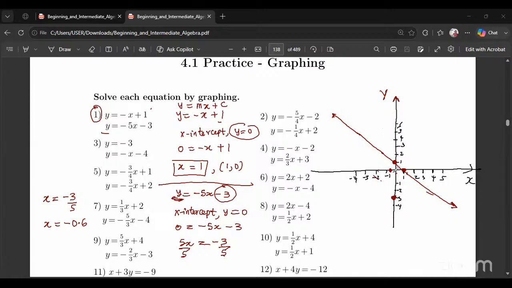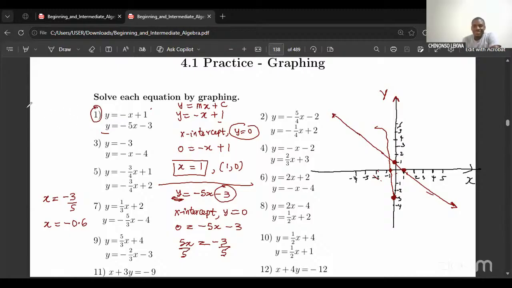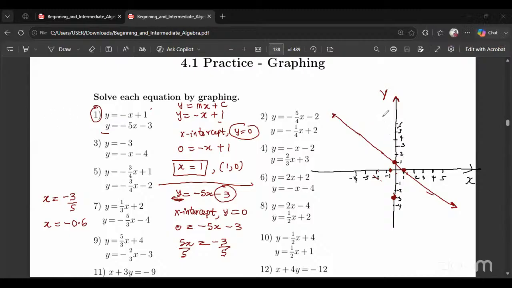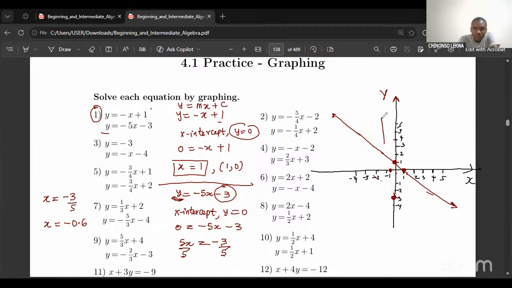When you now draw these two lines together, this time is not looking good, but we'll just see how we manage these two lines.